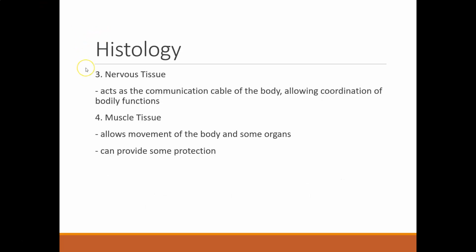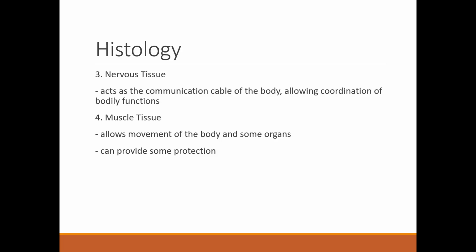The third type of tissue is called nervous tissue. It acts as the communication cable of the body, which allows coordination of bodily functions. We're briefly going to discuss this, but that will be in much more depth when you get to your neuroanatomy class in semester 3. And the fourth tissue is muscle tissue, and in some cases allows movement of the body and some organs.